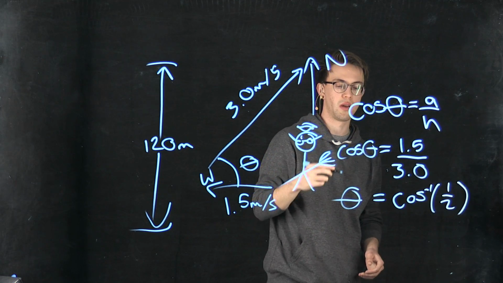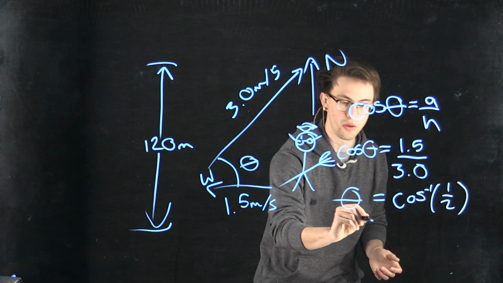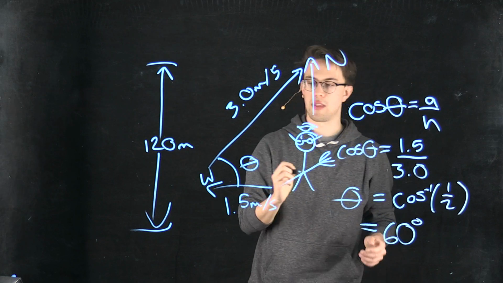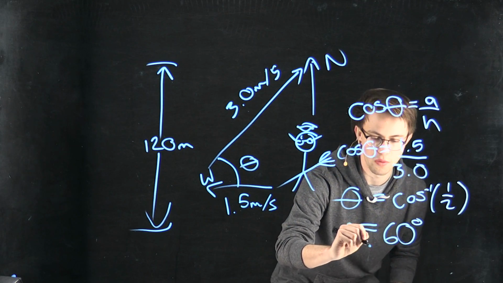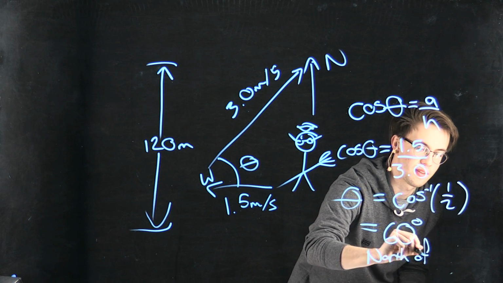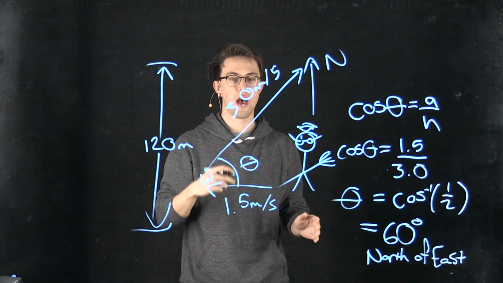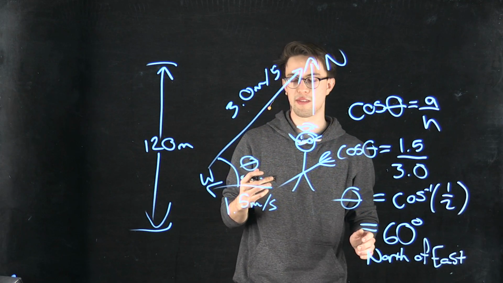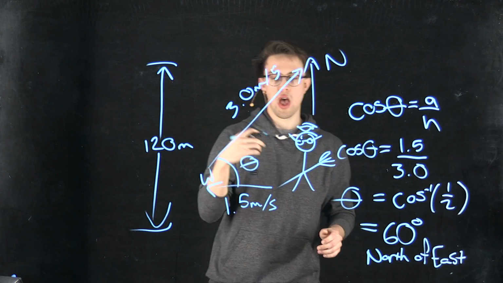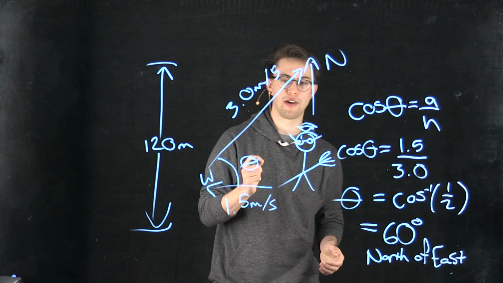And we know that inverse cosine of 1/2, we plug it into our calculator, look on a unit circle, is going to give us an angle of 60 degrees. And this angle is going to be 60 degrees north of east. So he needs to travel at an angle 60 degrees north of east in order to counteract this west wind and travel straight north.